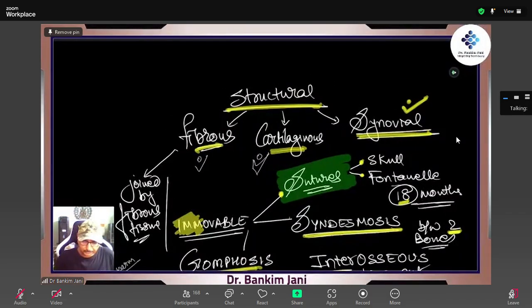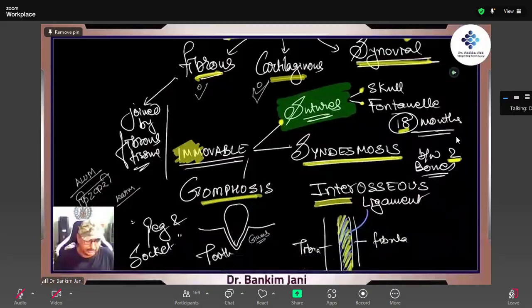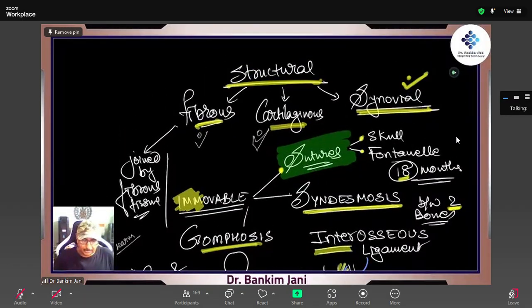So over here there are immovable joints, because, see, fibrous tissue, so they are immovable. Now, when they are immovable, let's see some of the joints which are immovable. The first one which comes into our picture is sutures.